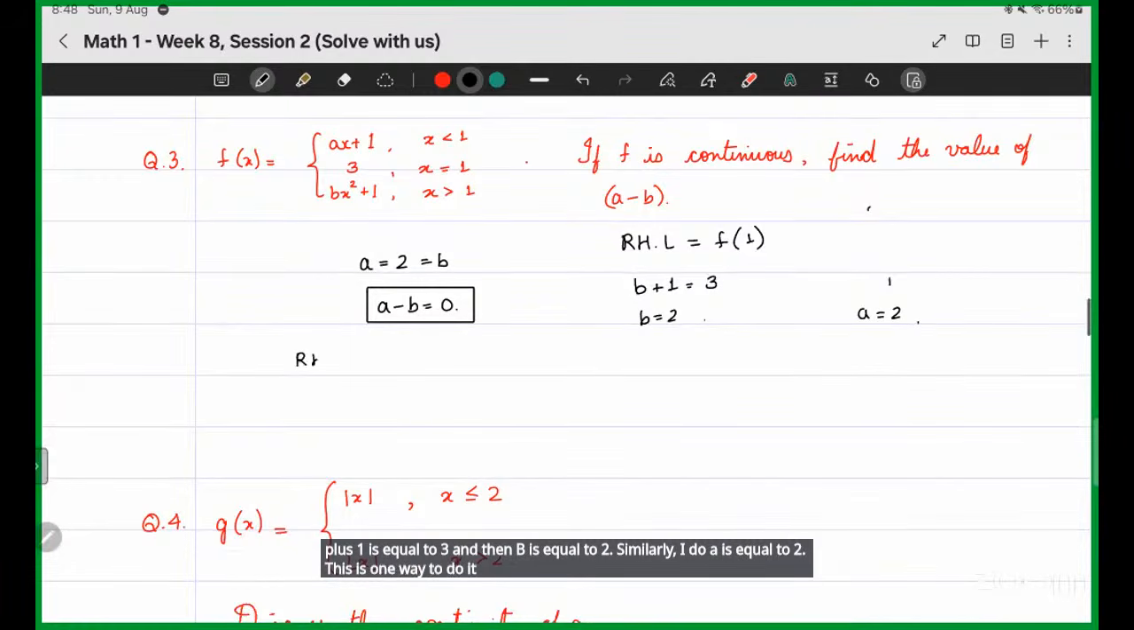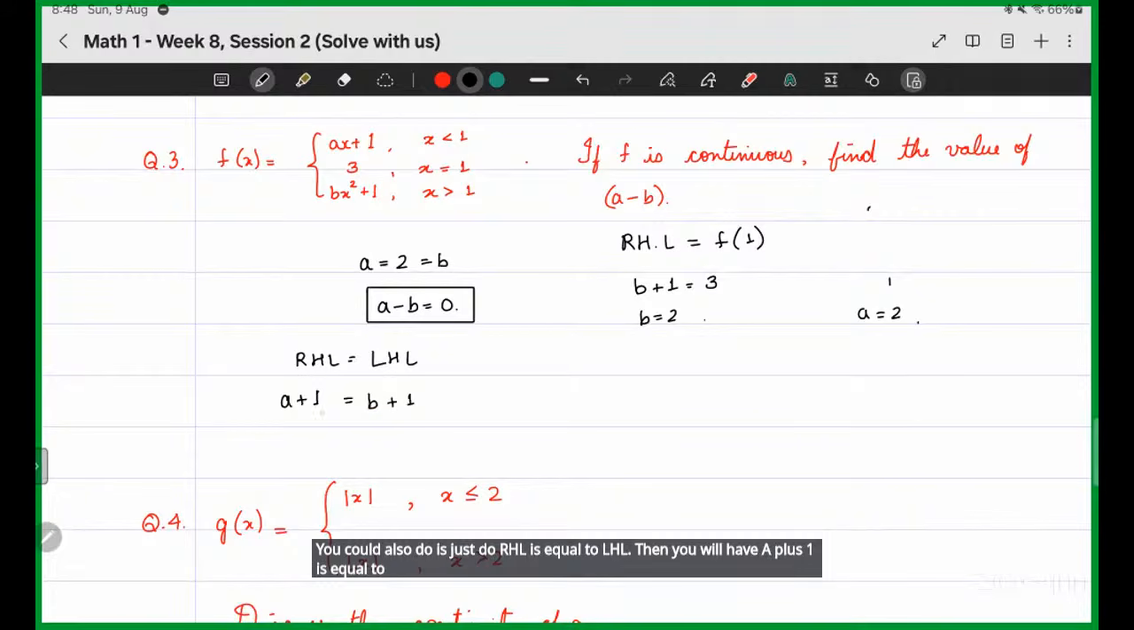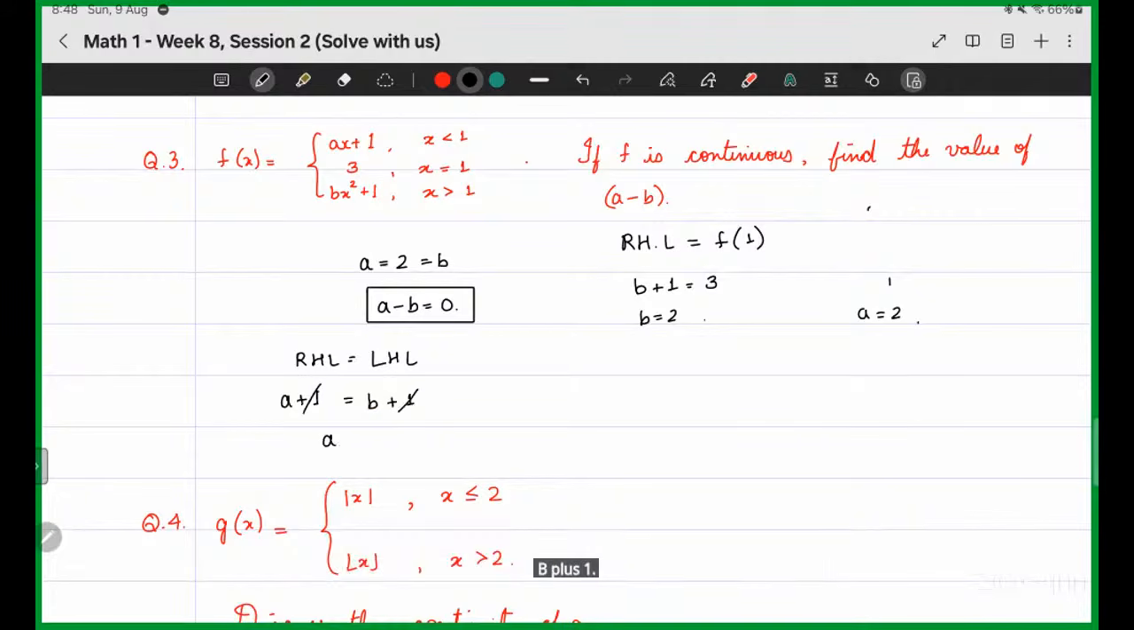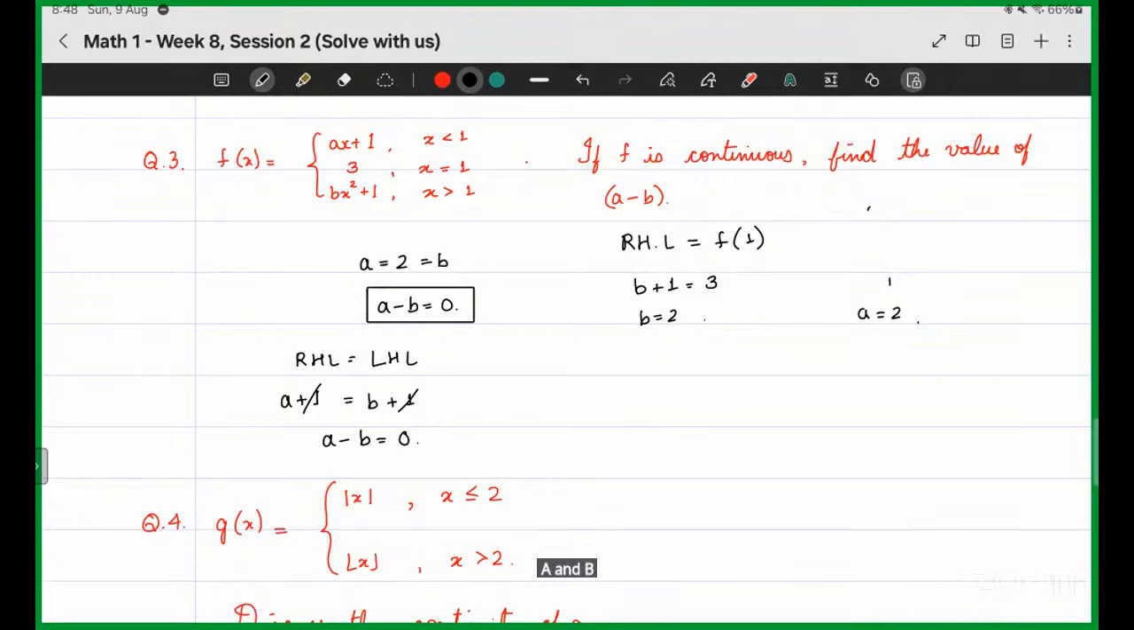What you could also do is just do RHL is equal to LHL. Then you will have a plus 1 is equal to b plus 1. So you'll get the equation a minus b is equal to 0 without actually explicitly finding the values of a and b. Correct. Yeah.